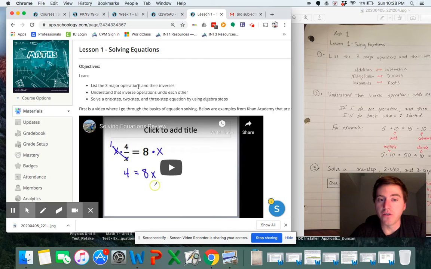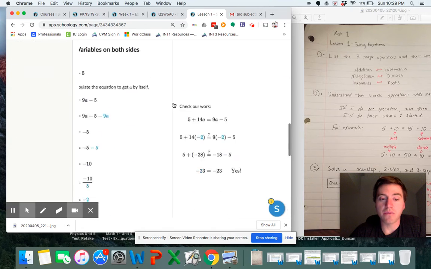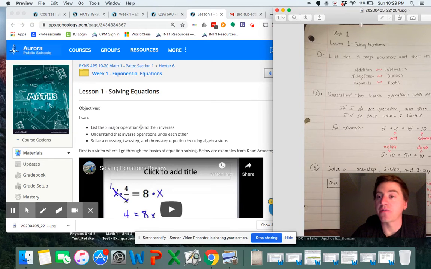List the 3 major operations and their inverses. Understand that the inverse operations undo each other, and solve 1-step, 2-step, and 3-step equations by using algebra steps. So we're going to need an explanation or example or both, but at least an explanation or example for each one of these. As we go through the lesson, there's a video. There's also some examples down here. So you're going to want to, on your notes, literally by hand, write these out. You're going to write each one and provide an explanation or example.